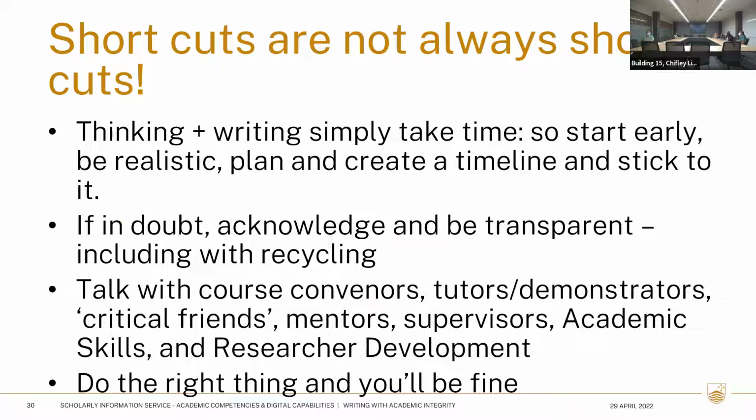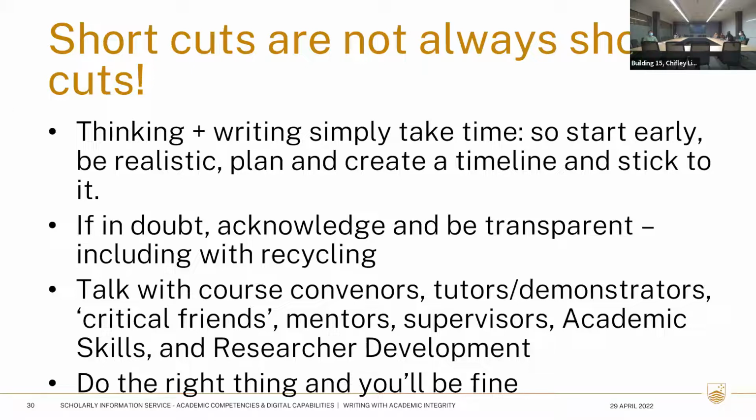Now, it's important to note that one of the challenges with academic integrity is that often breaches occur when we're trying to take shortcuts. And the problem is that shortcuts are not always helpful. Thinking and writing simply take time. There's no way around that. So the goal then is really to start early and be realistic, so that you don't find yourself in a position where you suddenly need to take shortcuts and accidentally engage in academic misconduct.